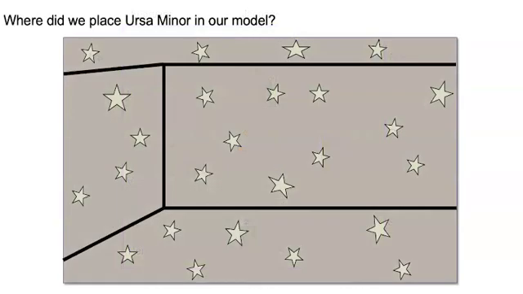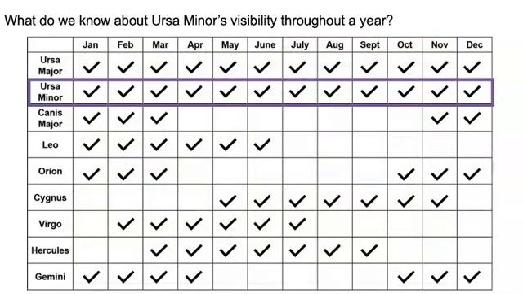Where do we place Ursa Minor in our model? We put Ursa Minor on the ceiling because it appears not to move as Earth rotates. Ursa Minor is above Earth's North Pole, right? What do we know about Ursa Minor's visibility throughout a year? It's visible all year long. So from our location, we can see it at night during every month of the year.